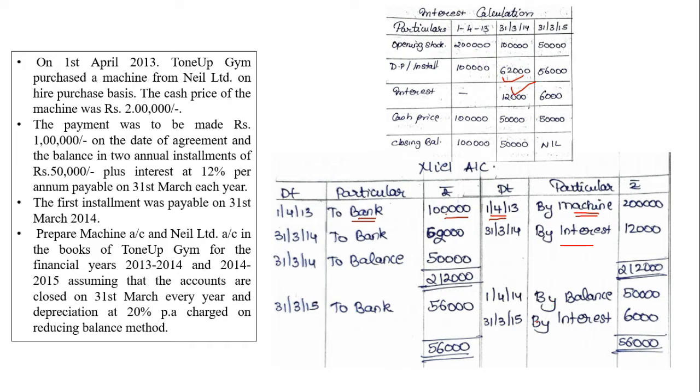Okay, again on 31st March there was a payment of 56,000 and the interest charge was 6,000. So by interest, to bank, tally. Since this was the last year, and they only asked you to find for 2 years, your account got tallied at 56,000 on either side. Okay, so this is how you had to solve the sum based on hire purchase where the written down value method or reducing balance method was asked.